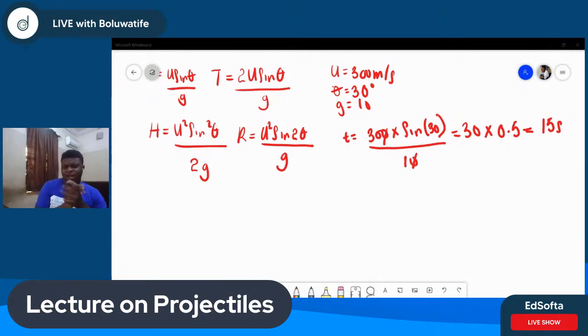Before I continue, always remember you have to pick the angle it makes with the horizontal, or the angle it makes with the vertical. If you were told the angle that it makes to the vertical, you have to convert it to the angle it makes with the horizontal, which simply means subtracting from 90. Is that clear? Okay, so calculate the time taken to reach the maximum height.